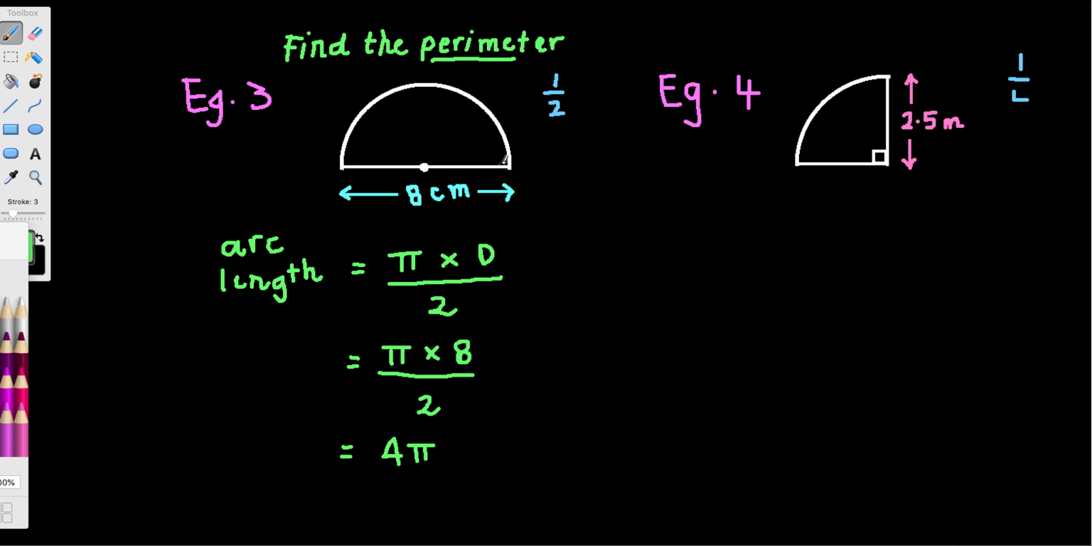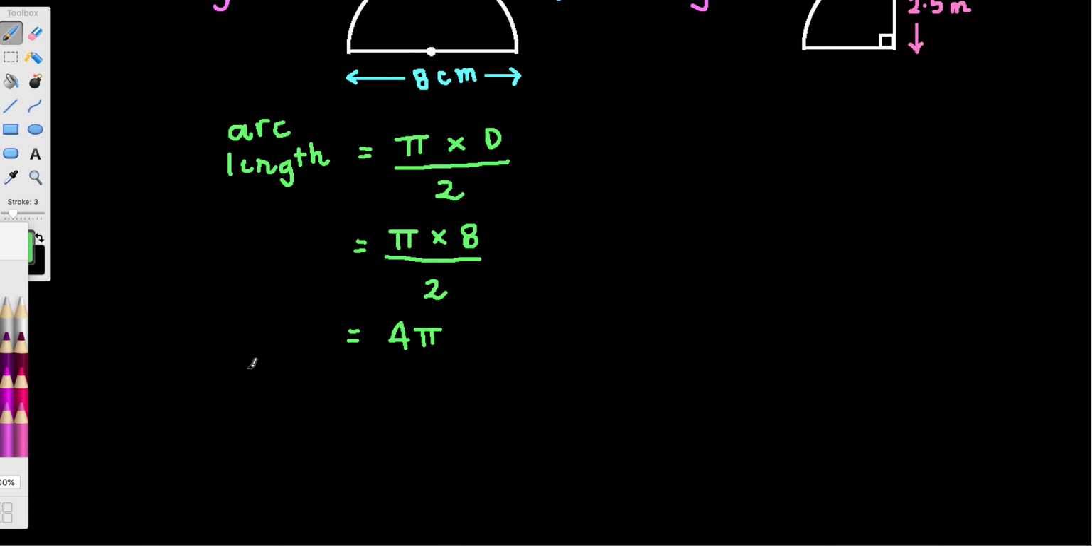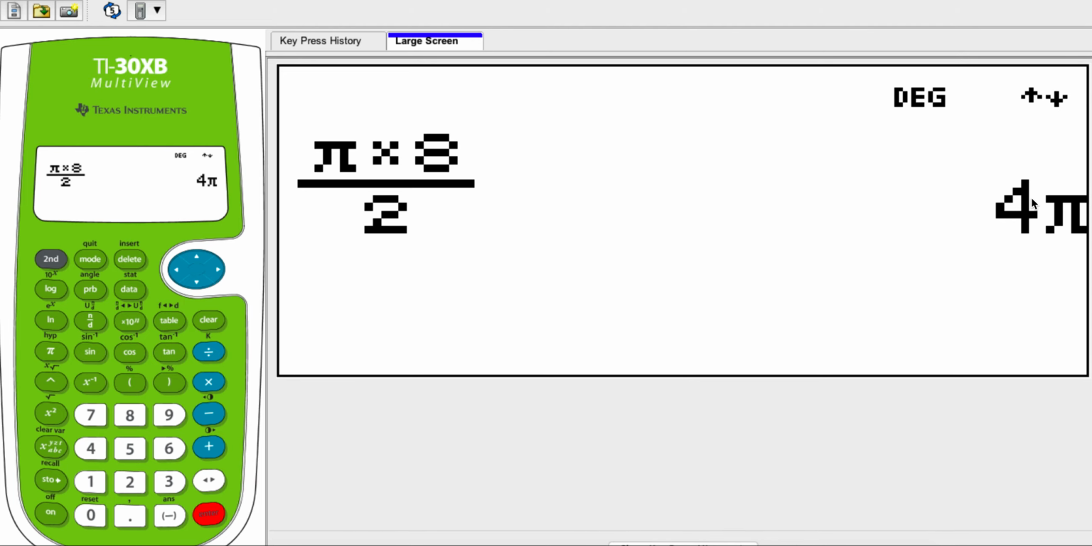So you'll see I need to add this side length in as well. So I call that the flat bit. Don't forget about the flat bit. So if we've got the full perimeter, I need to take the arc, the curved bit, and I need to add any flat bits. So I've got one flat bit that's got a length of 8. And this is where I'll get my approximate answer. So I've got 4 pi. I'm just going to press plus 8.